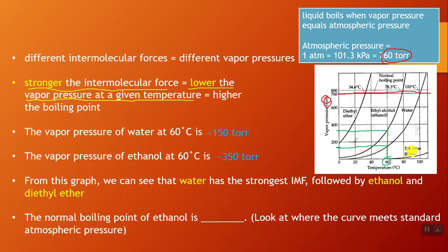So that's the line that's given across here, okay? 760 torr for ethanol, so we want to go up on this graph, and it's where they hit right there, and that is telling us that it's 78.3 degrees Celsius. That is the normal boiling point.